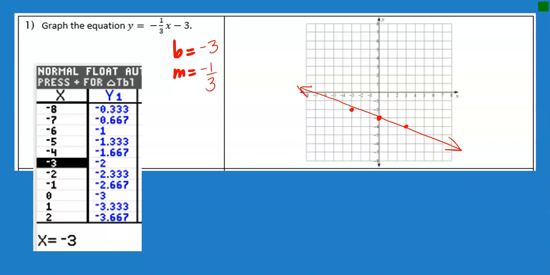Now the other way that you could do this is you could use your table feature on the calculator. So that's what I have over here on the left. What I typed into my calculator, I did y equals, and then I just typed in -1 divided by 3. I did not put it in as a fraction, x minus 3, and then it gives you these points.